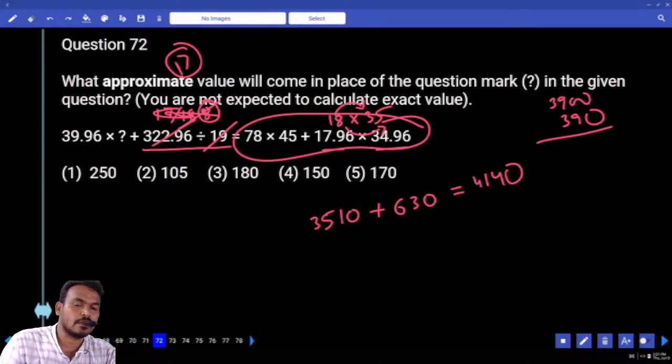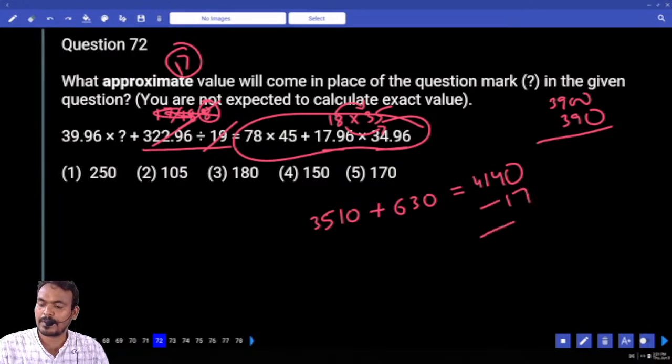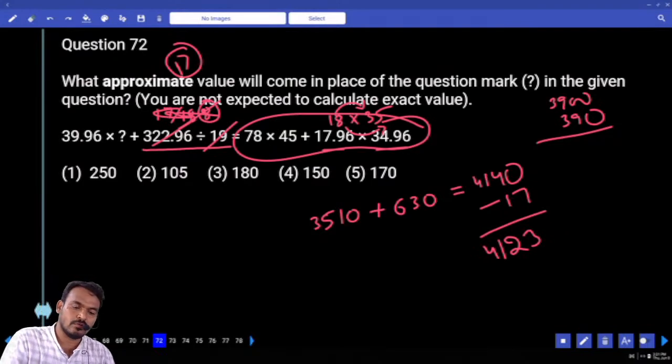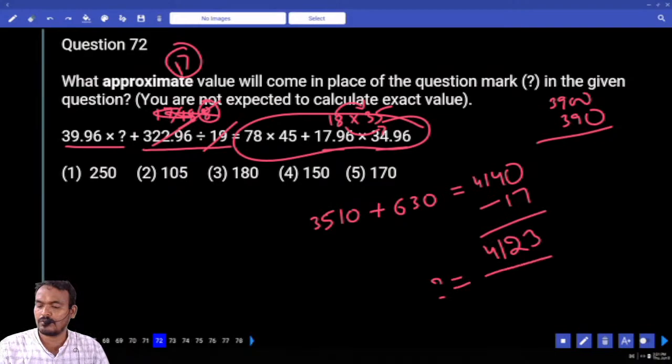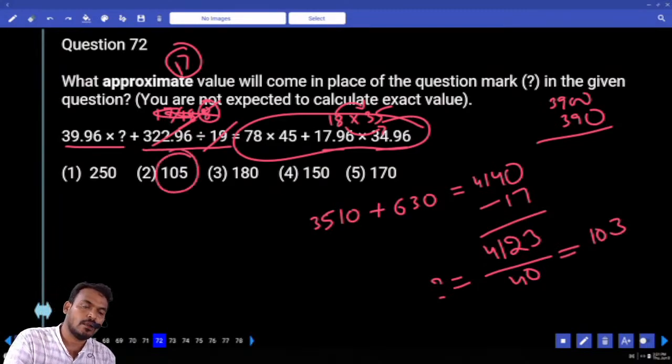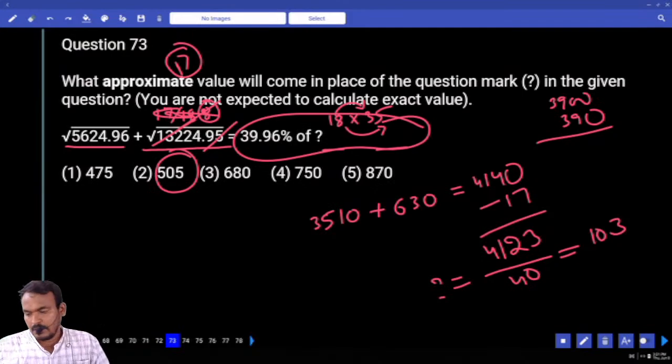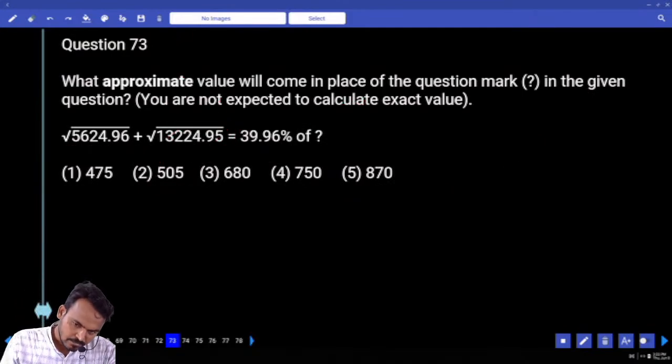Okay, sorry. Plus 17 becomes, it will be minus 17 or not? Minus 17 are subtracting. What is the remaining? 4 1 2 3 or not? That is equal to 40 into something or not? Then something equals 4123 by 40. 100 times plus 3 times or not? Means it is 103 times or not? What is the nearest value? 105.